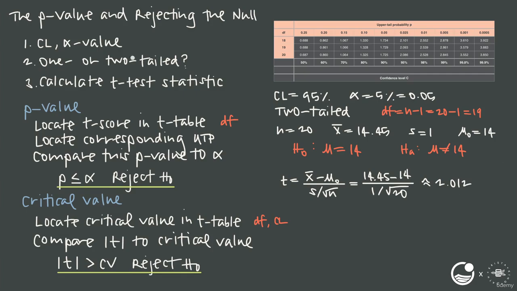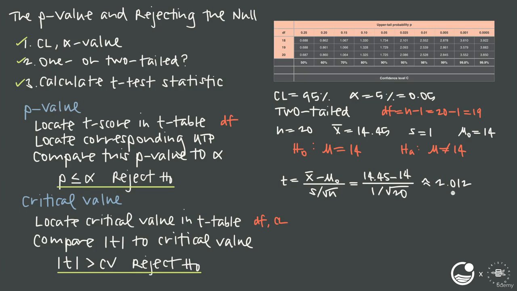So at this point, we have taken care of all 3 of these steps here and the whole first part of our hypothesis testing procedure. And now we need to either use the p-value approach or the critical value approach to make a conclusion about whether or not this t-score is significant enough to allow us to reject the null hypothesis. So let's look at the p-value approach. If we use this approach, here's what we do.